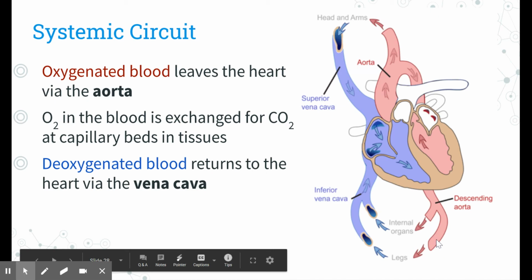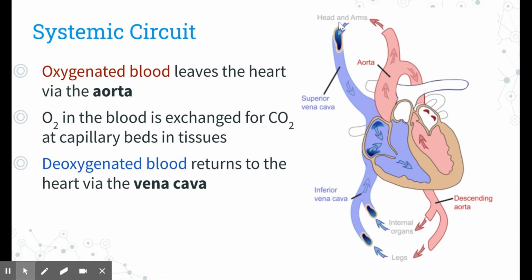Once the blood has been delivering its oxygen load to the tissues and muscles and organs, the deoxygenated blood then returns to the heart from the lower extremities via the inferior vena cava, collecting in the right atrium, and from the upper extremities, the head and arms, via the superior vena cava, again collecting in the right atrium. So systemic circuit is the body system delivering oxygenated blood, returning deoxygenated blood.